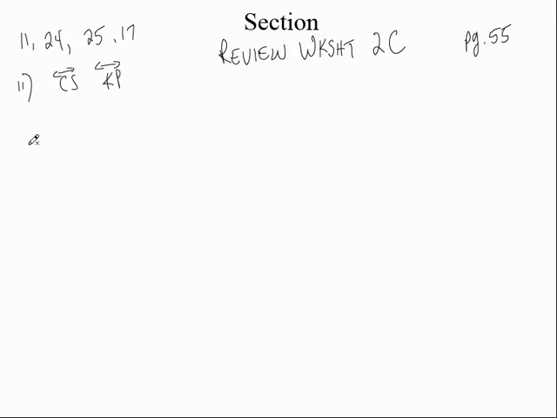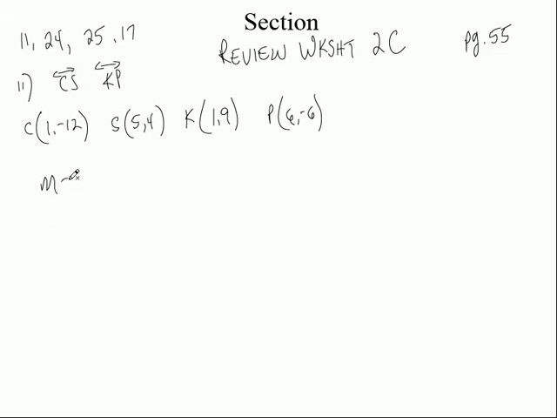All right, so number 11, let's put the points in here. So C is 1, negative 12. S is 5, 4. K is 1, 9. And P is 6, negative 6. All right, so all we're doing is finding the slope of line CS. Well, here's C and S, so we just find the slope of that.